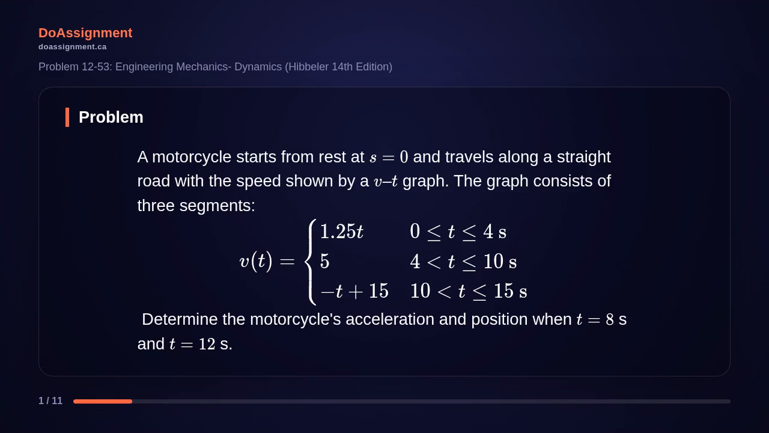A motorcycle starts from rest at s equals 0 and travels along a straight road with the speed shown by a velocity-time graph. The graph has three segments. From 0 to 4 seconds, v equals 1.25 t. From 4 to 10 seconds, v equals 5 meters per second. And from 10 to 15 seconds, v equals negative t plus 15.